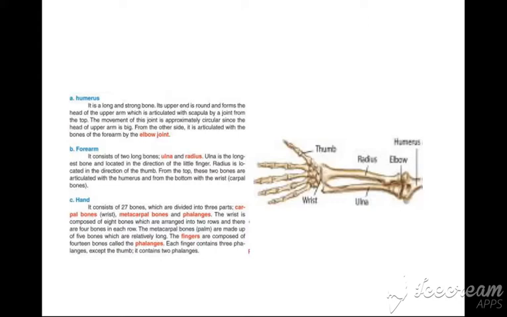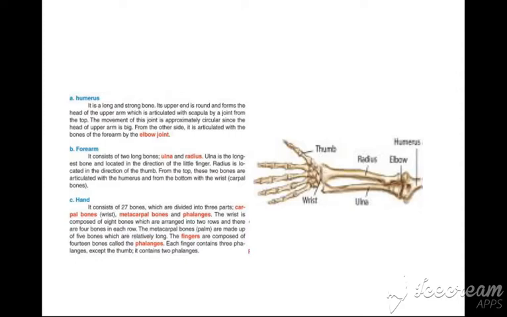The hand consists of 27 bones which are divided into three parts: carpal bones, metacarpal bones, and phalanges. The wrist is composed of 8 bones which are arranged into 2 rows, and there are 4 bones in each row. The metacarpal bones, also called the palm, are made up of 5 bones which are relatively long.